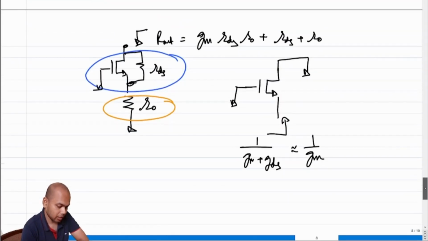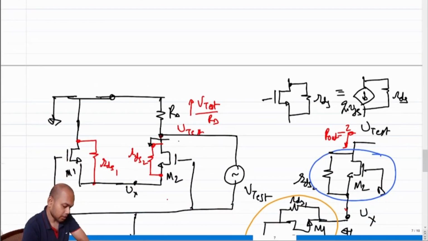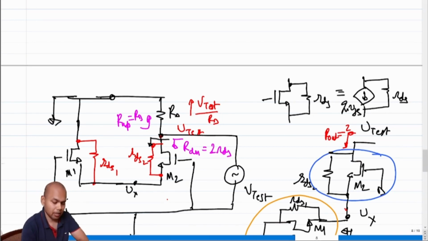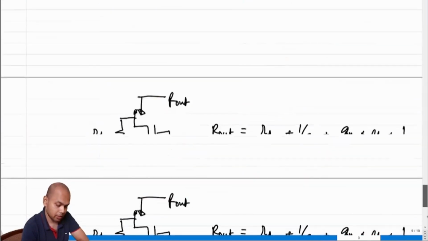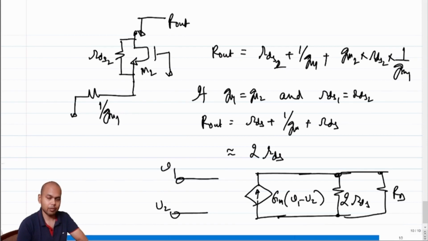Because note that now the resistance looking down, becomes R down, let's say, becomes 2 RDS. What is R up? R up becomes RD. So these two are in parallel. So essentially we get this structure. This becomes the Norton equivalent of our differential amplifier.